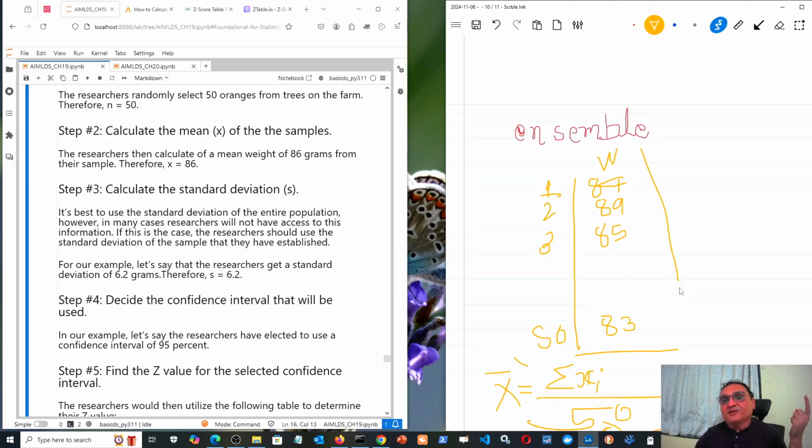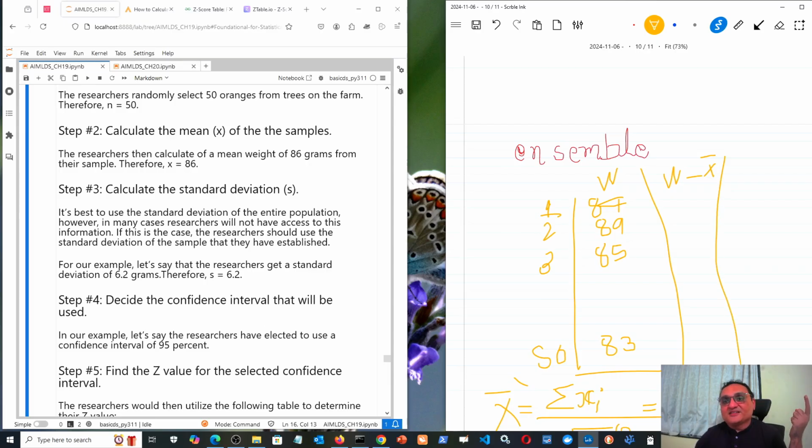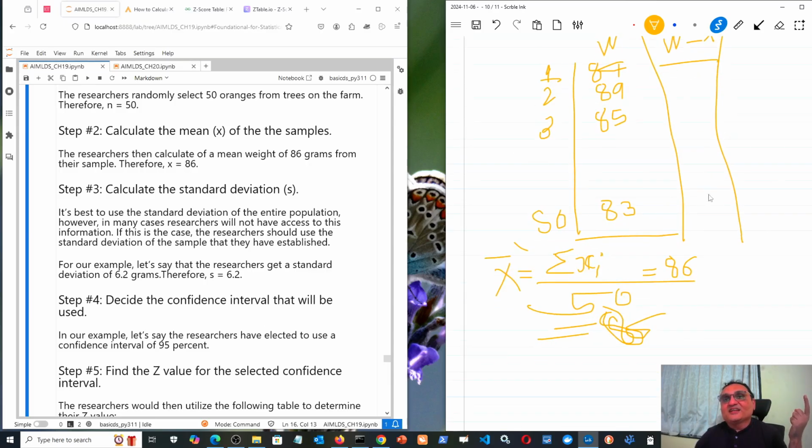Here we make another table in which we find each weight w minus w mean, so w minus x bar. The sample mean comes out to be 86 gram, so the mean weight of the orange sample is 86 gram. Then you do 84 minus 86, so that is minus 2. Then 89 minus 86, so that is plus 3. 85 minus 86, so that is minus 1, and so on up to 83 minus 86, so minus 3.